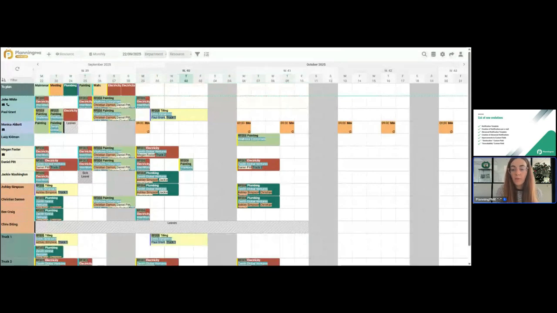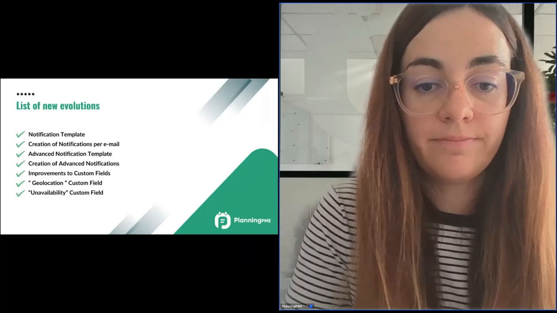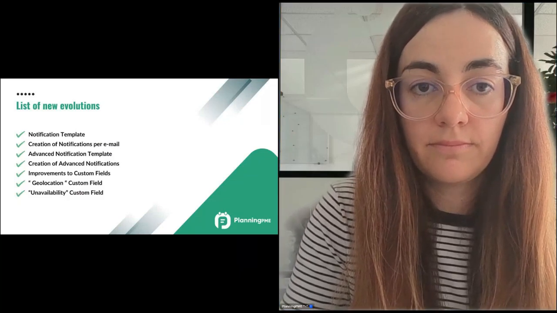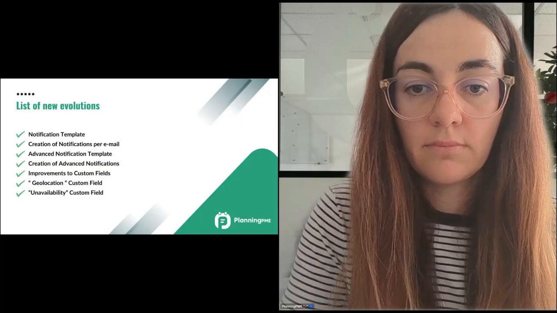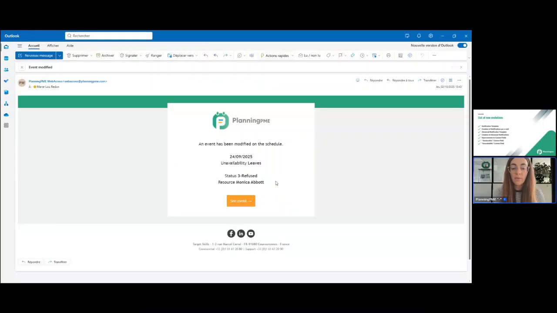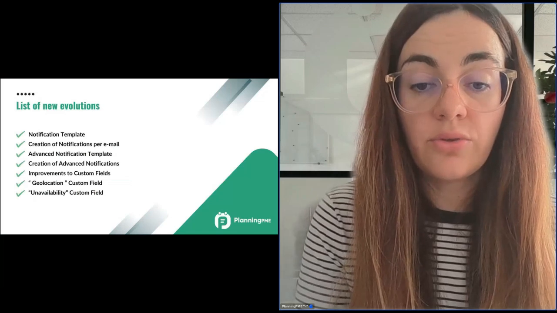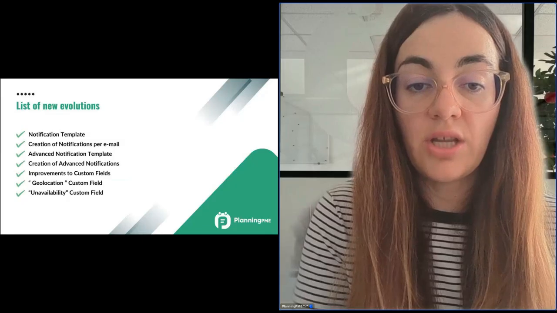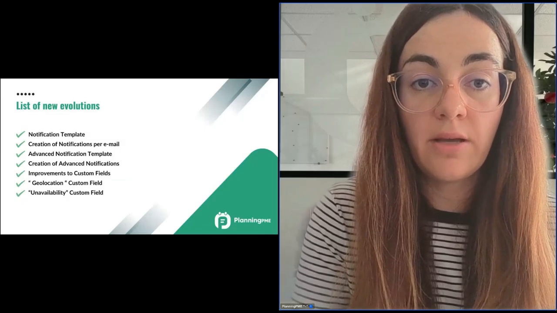As you can see now, we received the notification saying that the event is modified. I'm going to open it and share my screen again so you can see how it looks like. As you can see now, the status is refused for Monica asking the leave. Okay, so let me go back to our schedule to show you the final advanced notification now. Let me share my screen again with you.